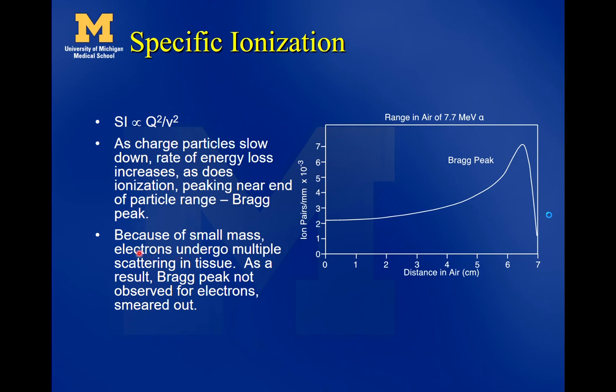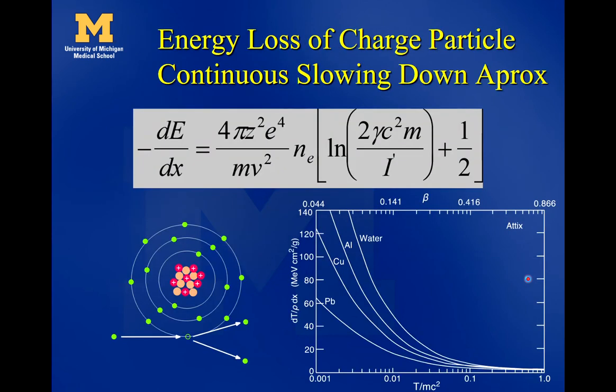For our use, because electrons have small mass, they undergo multiple scattering in the tissue. As a result, we don't see this Bragg peak. So this alpha particle, which is heavy, is kind of like a Mack truck plowing through the air. It just keeps going in the same direction, producing ionization the whole way, and then it peaks up and goes down. Whereas if we had a beam of electrons, they're more like scooters on the highway. They'll get banged around quite a bit and produce a bunch of ionization as they go along.